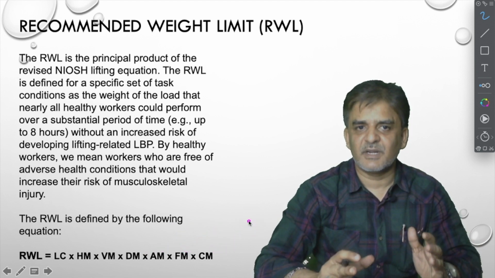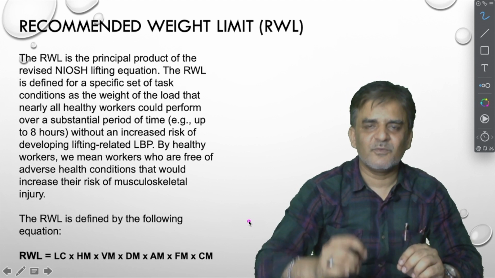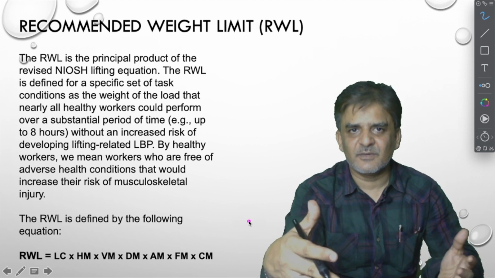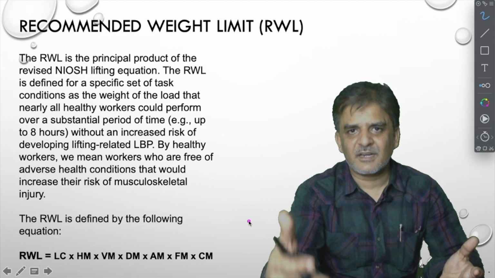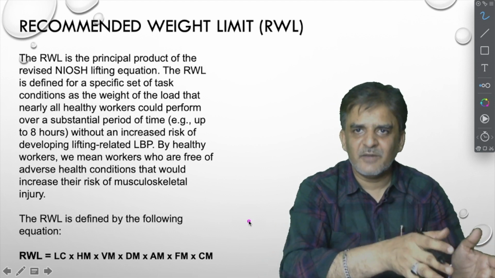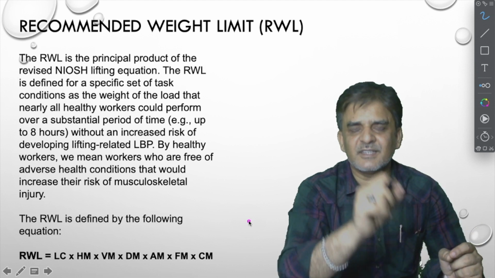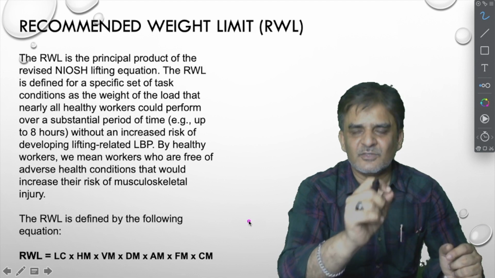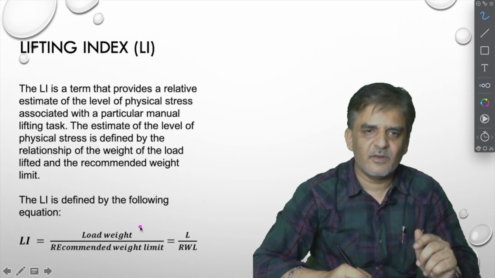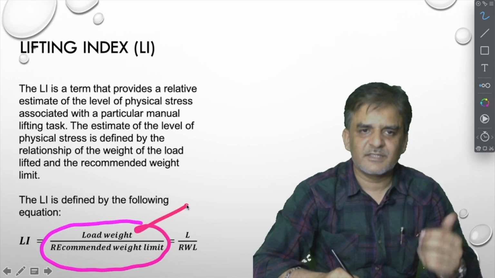So these 6 multipliers, the word multipliers is used because they are with reference to the actual values of these variables. So variables are converted into some multipliers, and those multipliers, when multiplied with the load constant, give a reference value that is called the recommended weight limit. So we can go for load divided by the recommended weight limit. It is called the lifting index.